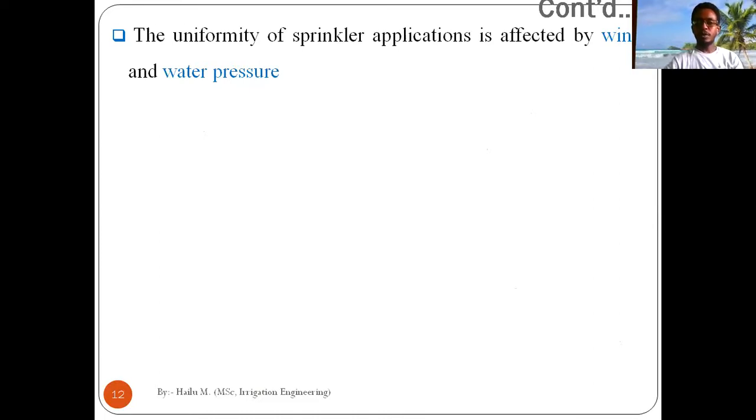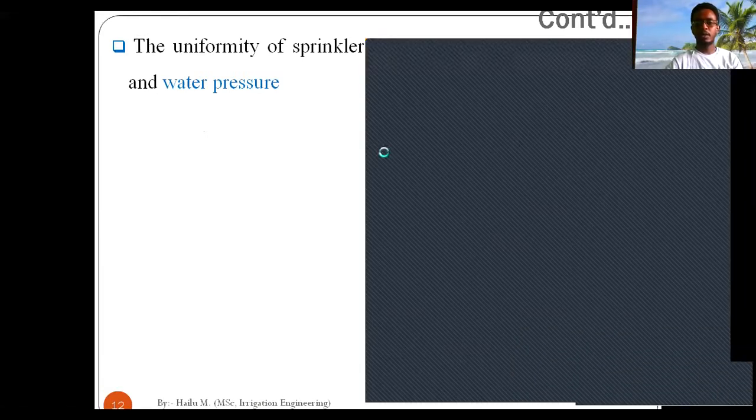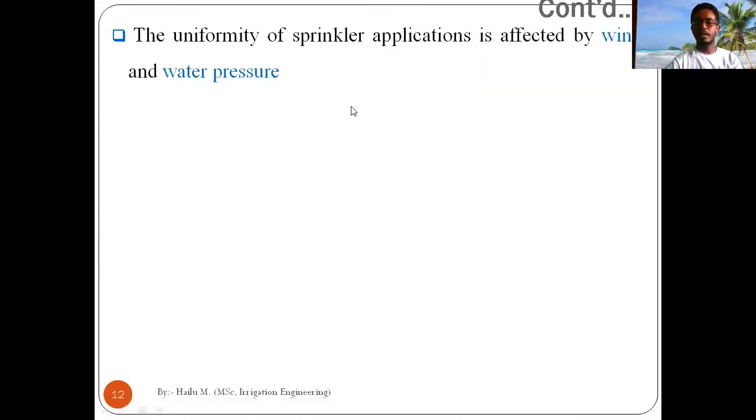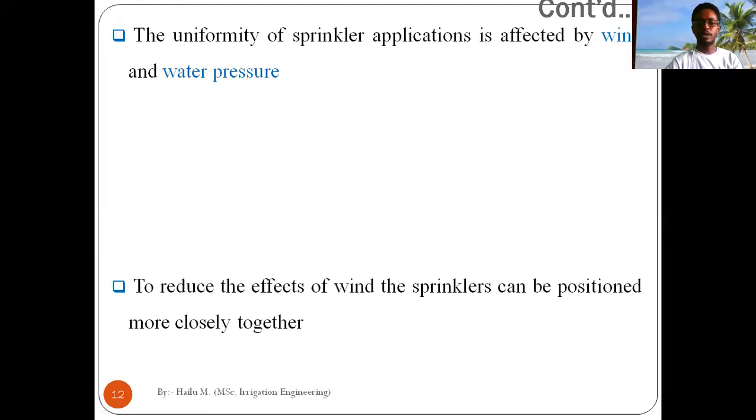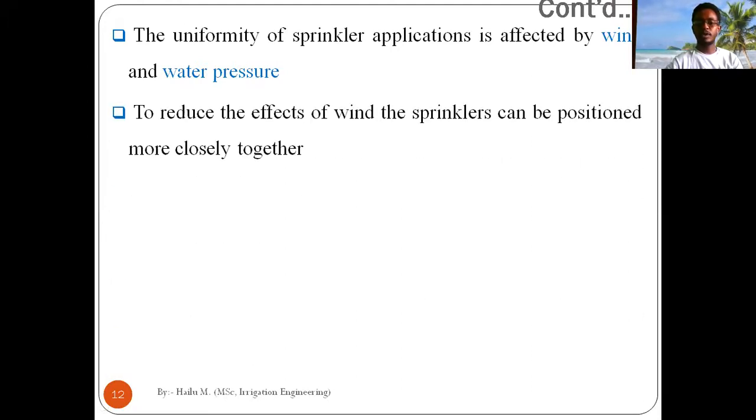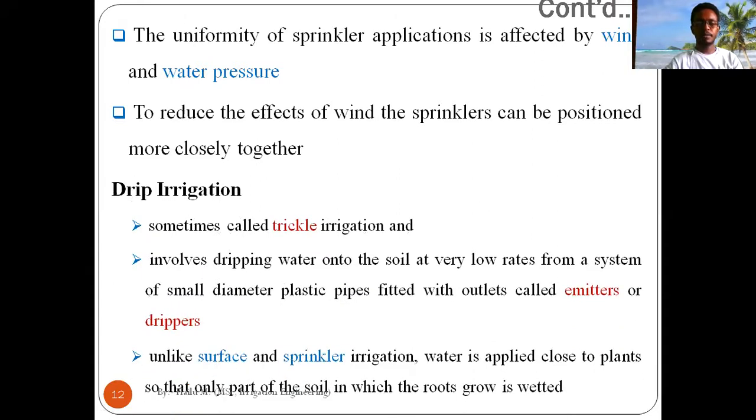The uniformity of sprinkler application is affected by either wind or water pressure. One of the two factors can influence its uniformity. So to reduce the effect of wind, the sprinklers can be positioned closer together. So these are some important basic points that we have to discuss on sprinkler irrigation.